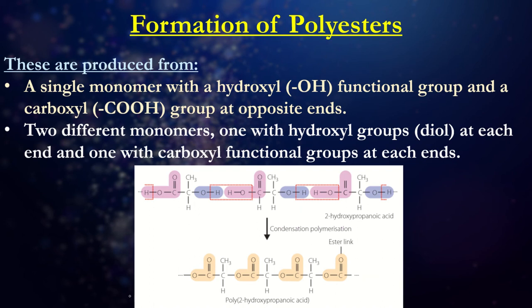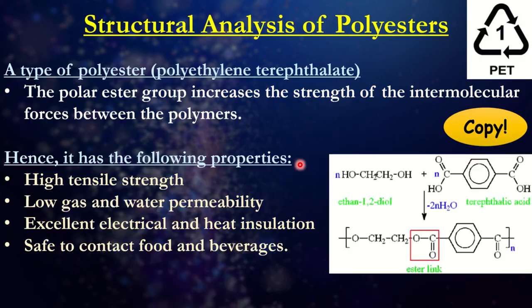So what can we deal with? In terms of formation of polyesters, you can have a single monomer with the hydroxyl group and the carboxylic acid group on opposite ends of each other, similar to what we have here. Or you can have two different monomers, with the diol and the dicarboxylic acid, like we showed in the previous slide. In terms of the structure, it's quite simple with the condensation polymers.